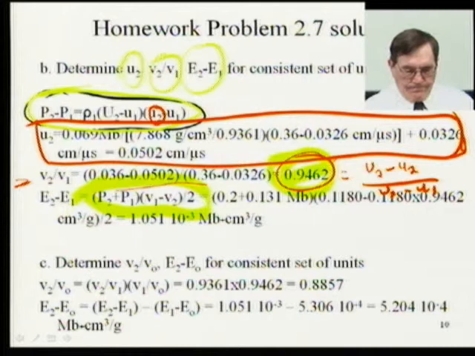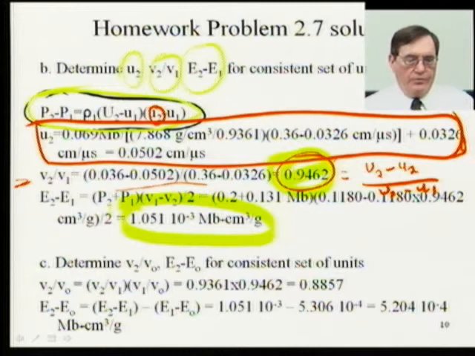Just substituting it in, you'll get 1.051 times 10 to the minus 3 megabar centimeter cubed per gram. So again, it's just substitution. But it's important. This equation actually turns out to be very important, which will be part of the lecture also. I'll be going over and showing you how to use this equation to determine magnitudes of Eulerian velocities, actually.